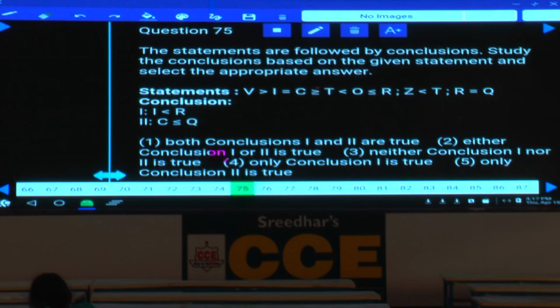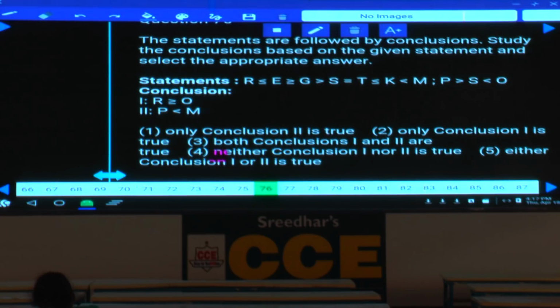Then question number 75, the relation between I and R. Now between I and R, there is 1 greater than, 1 lesser than, that is false. And the next one is C lesser than or equals to Q. Now C lesser than or equals to R, and R and Q are one and the same. In the place of R, we can take it as Q. Now between C and Q, 1 greater than, 1 lesser than, that is also false. Hence neither 1 nor 2, that is choice 3. 75.